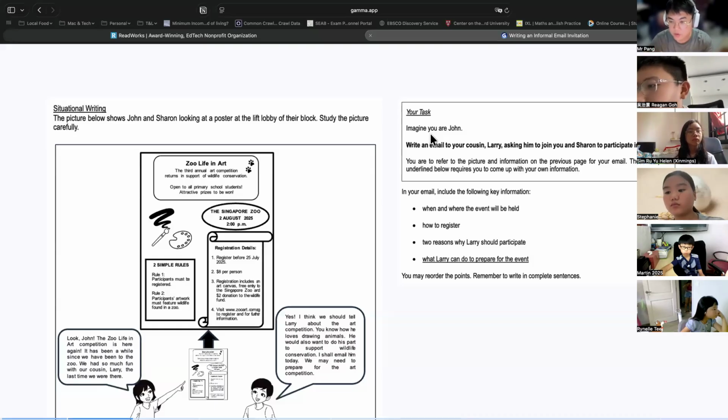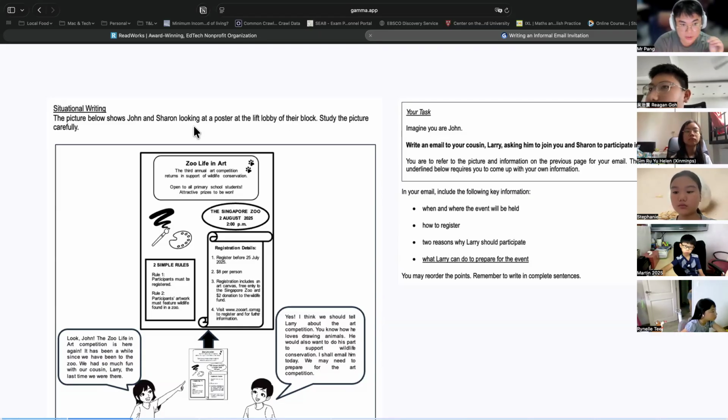Before you go into the content of your bullet points, you must set the context for why you are writing. So the why must come first. Then after that, you can talk about the what. So always start by giving the reason why you're writing, then go into what it is that you are going to write to your cousin about.